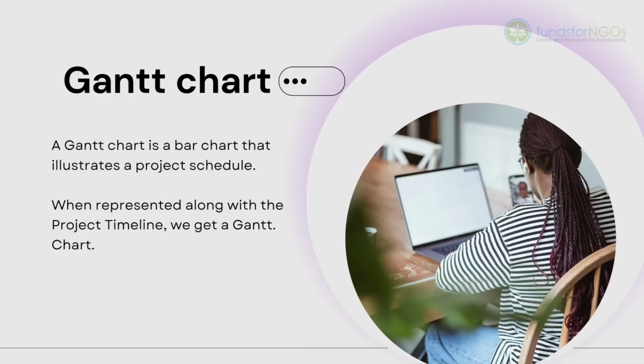Gantt chart. A Gantt chart is a bar chart that illustrates a project schedule. In chapter 4, Proposed Model and Expected Risks, we discussed the implementation schedule. Here, while we discussed key activities, I mentioned to include all the proposed activities of the project. This, when represented along with the project timeline, is when we get a Gantt chart.